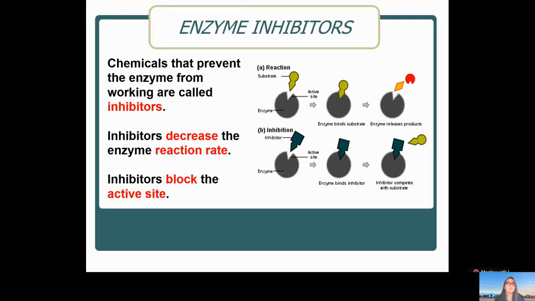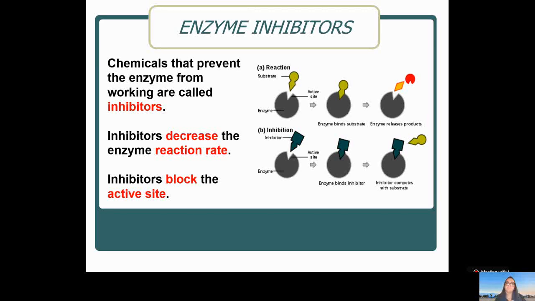Now there's also something called enzyme inhibitors. To inhibit means to hinder or to block the ability to do something, right? To damage something in some way, to do the opposite of fixing, to block something, to change it, to alter it in some way.